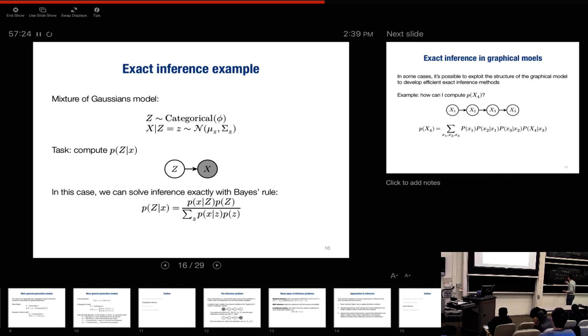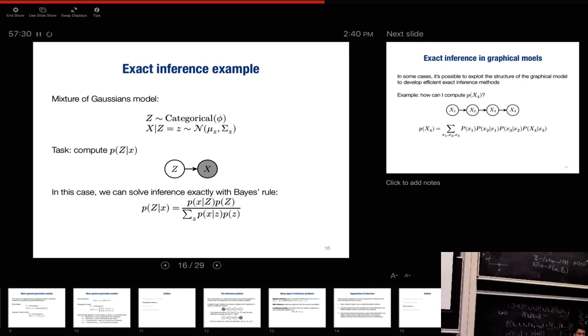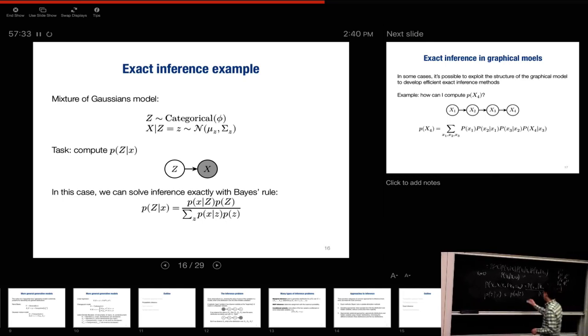So this just becomes the probability of x given z, which is just the likelihood of a Gaussian distribution, times the probability of z, which is just my categorical variable phi, divided by the sum over all little z of p(x, z) p(z). And that will give you the distribution over all possible values that the categorical variable can take on. There are certainly cases where you can also extend this to richer settings.